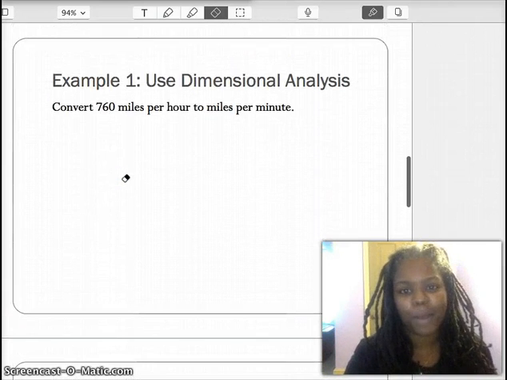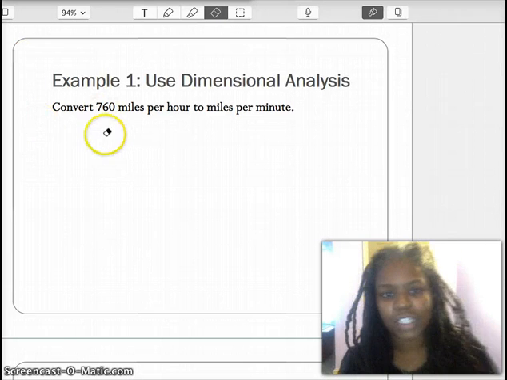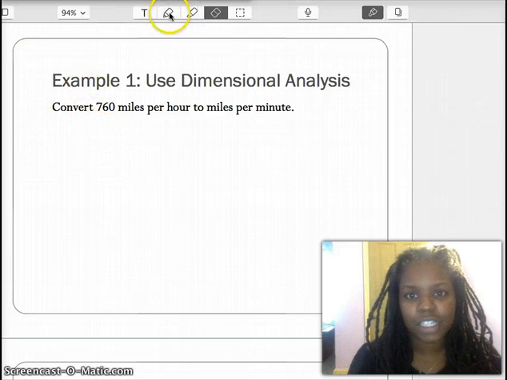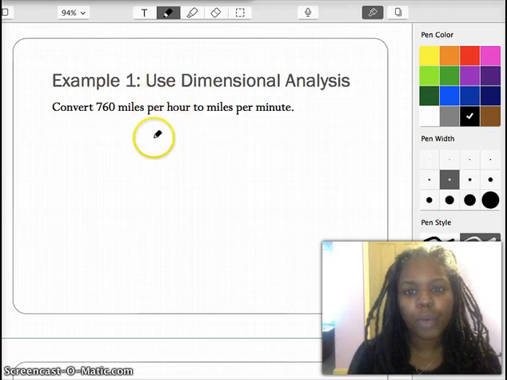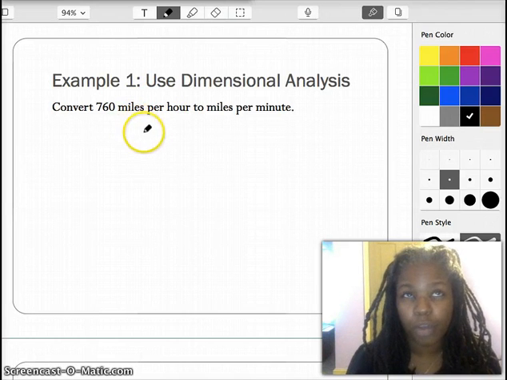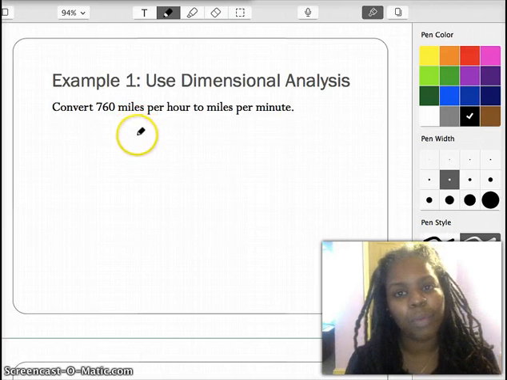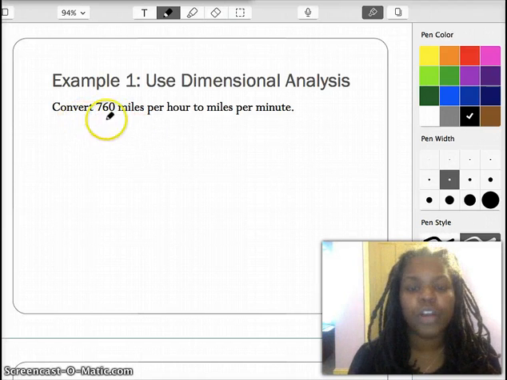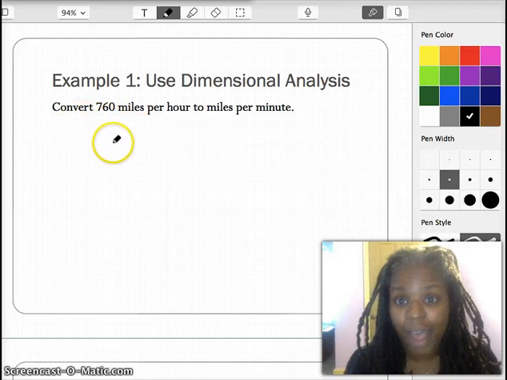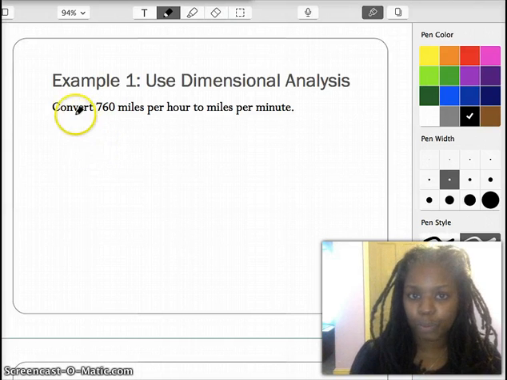Let's look at example 1. So we're going to use dimensional analysis. And dimensional analysis, we didn't exactly explain it except our kind of definition. What we need to do is think about equivalent quantities, and then we're going to create rates with them to multiply through. So let's look at this. We're going to convert 760 miles per hour to miles per minute.